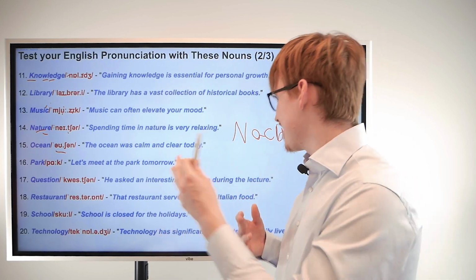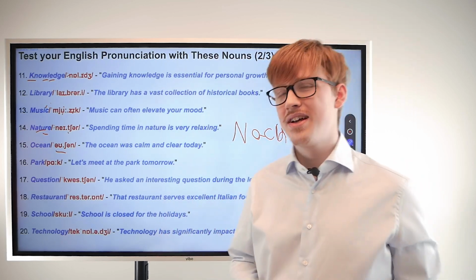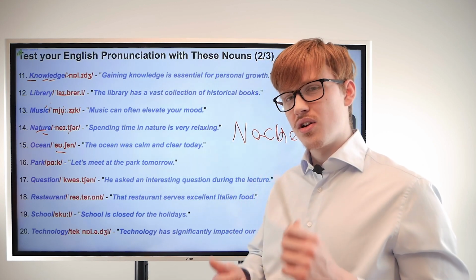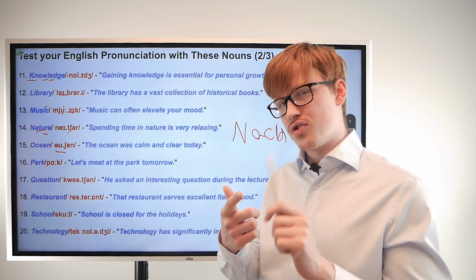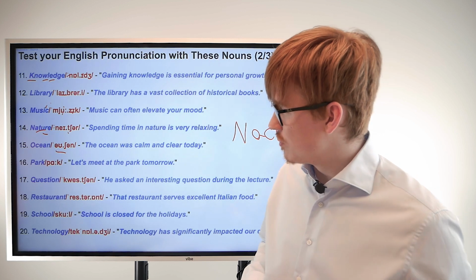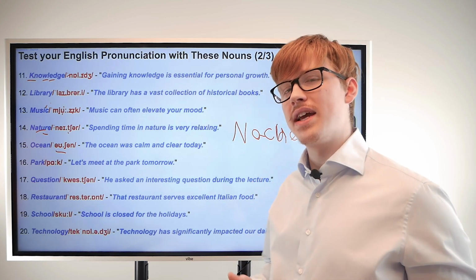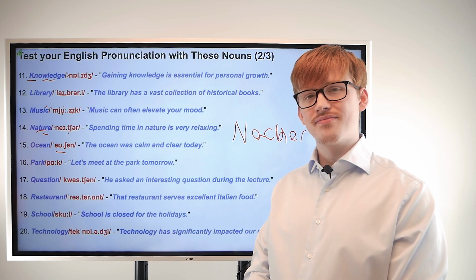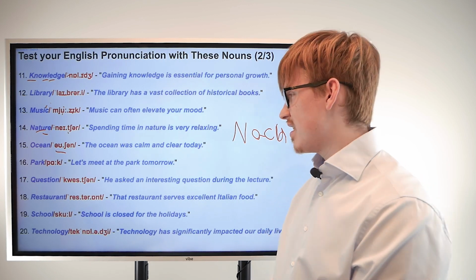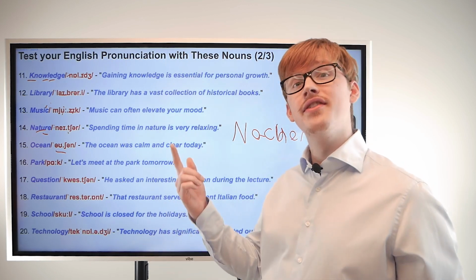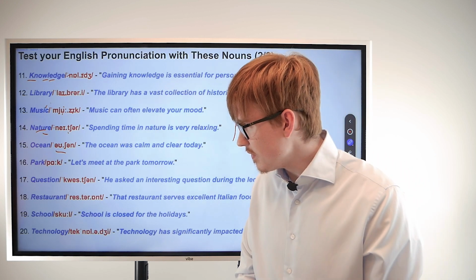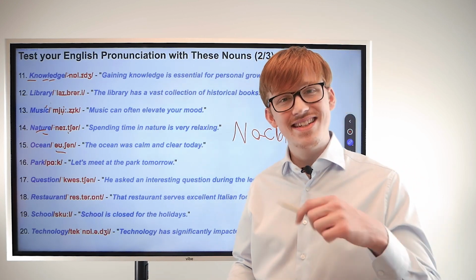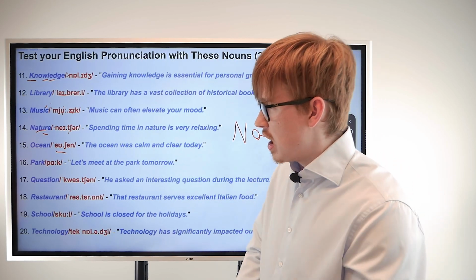Number 17 is our next one, which is question. He asked an interesting question during the lecture. So how many syllables do we have in the word question? Question. 2 syllables. So question, which syllable here is our stressed one? I'll give you a second. It's our first one, right? Question, not question. Question. And our T-I-O-N becomes a chun, like a C-H-O-N, chun.